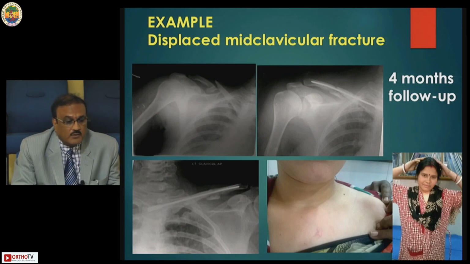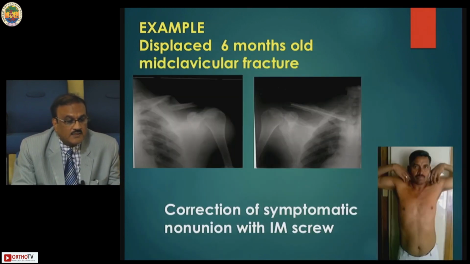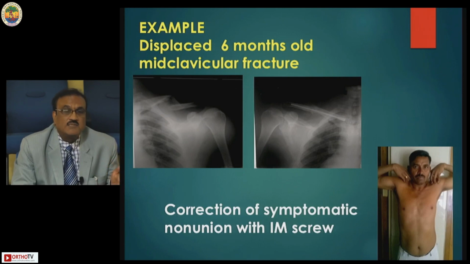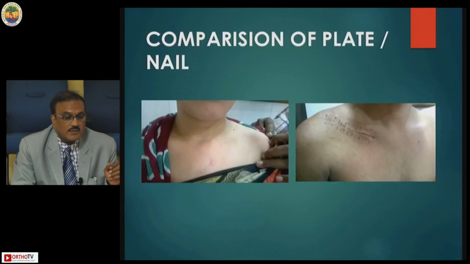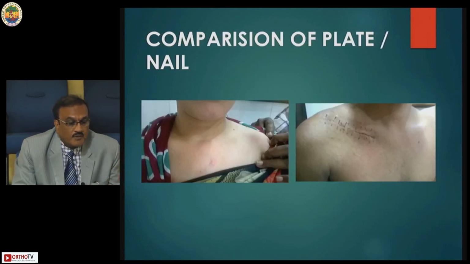This is a 4-month follow-up. This is another X-ray, a displaced 4-month-old midclavicular fracture, at 6 months the patient was symptomatic. I did an open reduction and correction of the symptomatic non-union with an intramedullary nail and plate. So, comparison of the plate and nail.